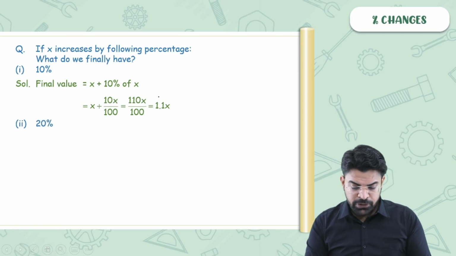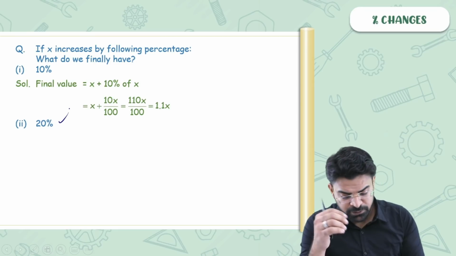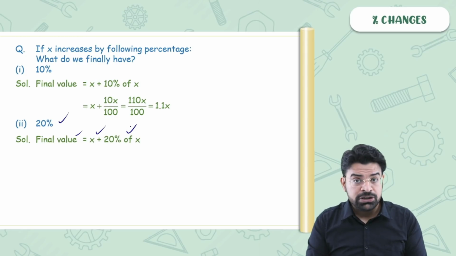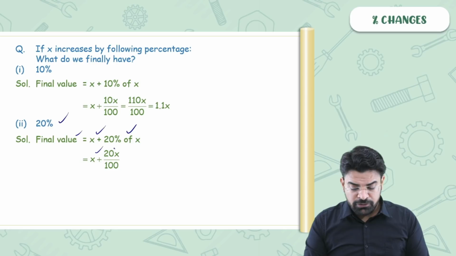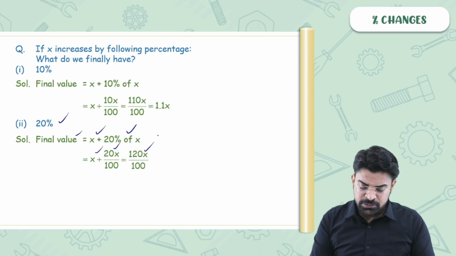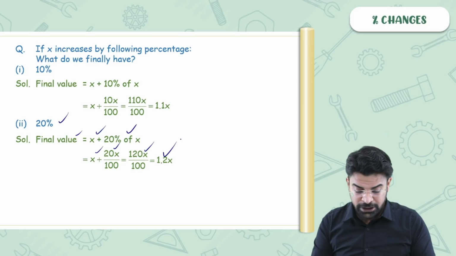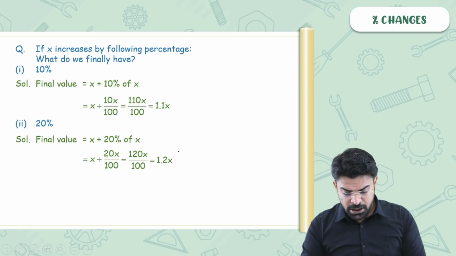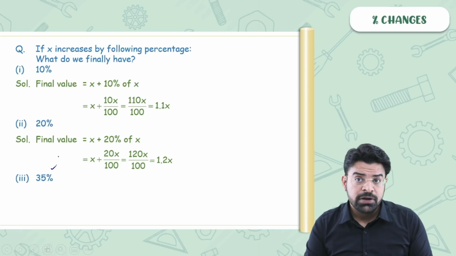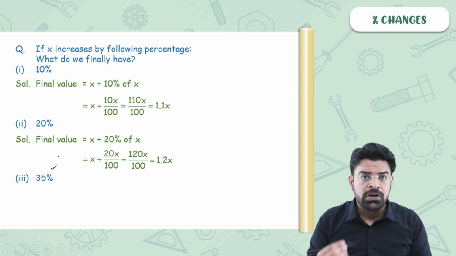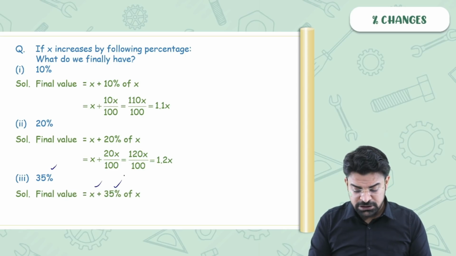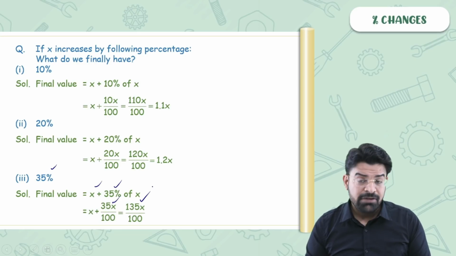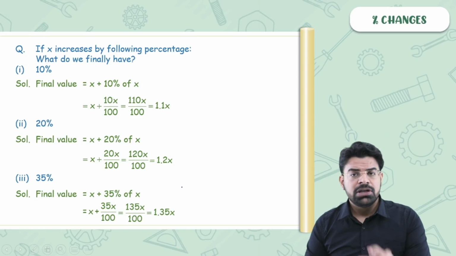Let's see the next example. If the quantity increases by 20%, what will you finally have? The same solution. The final value will be equal to the initial value x plus 20% of x, which is x plus 20x by 100. So that becomes 120x by 100, which is nothing but 1.2x. So if the quantity increases by 20%, it becomes 1.2 times. Next example. If the quantity increases by 35%, what will you finally have? You will have x plus 35% of x. 35% of x means 35x by 100. That becomes 135x by 100, which is 1.35x.